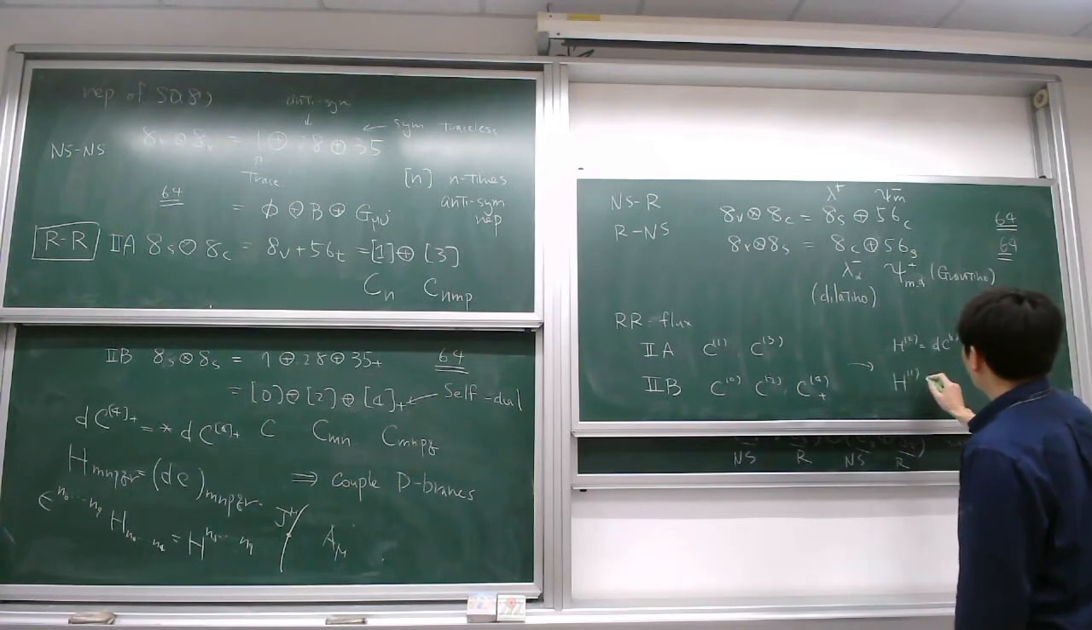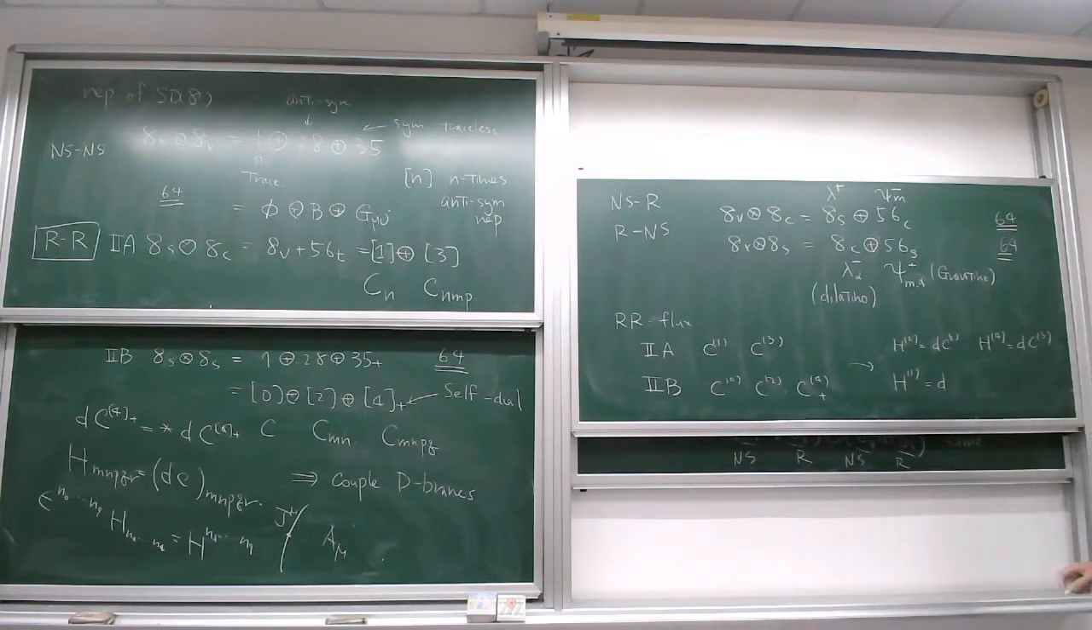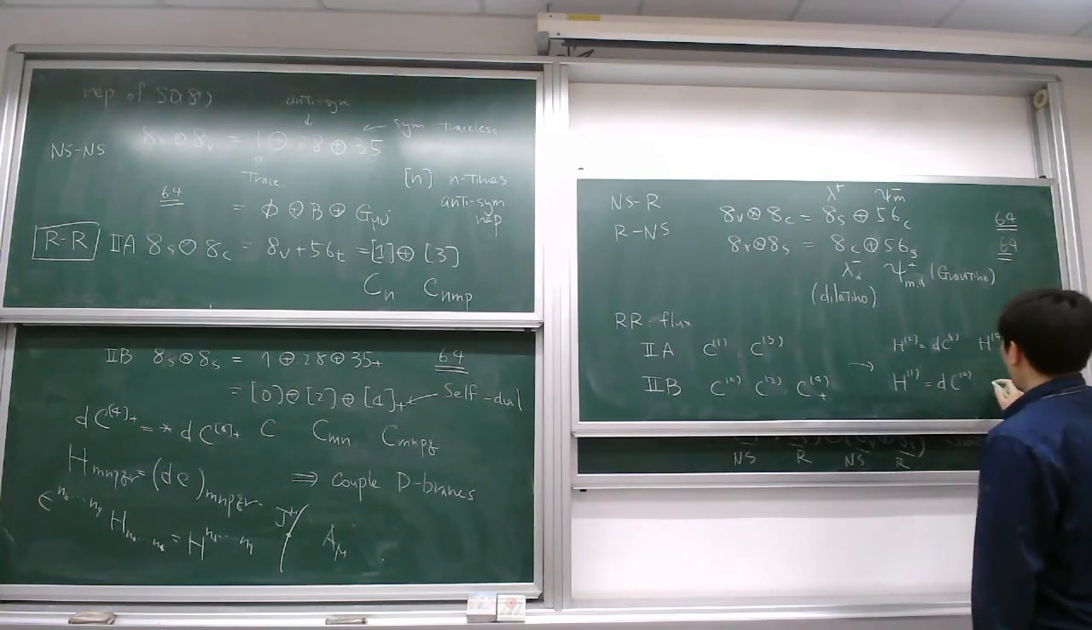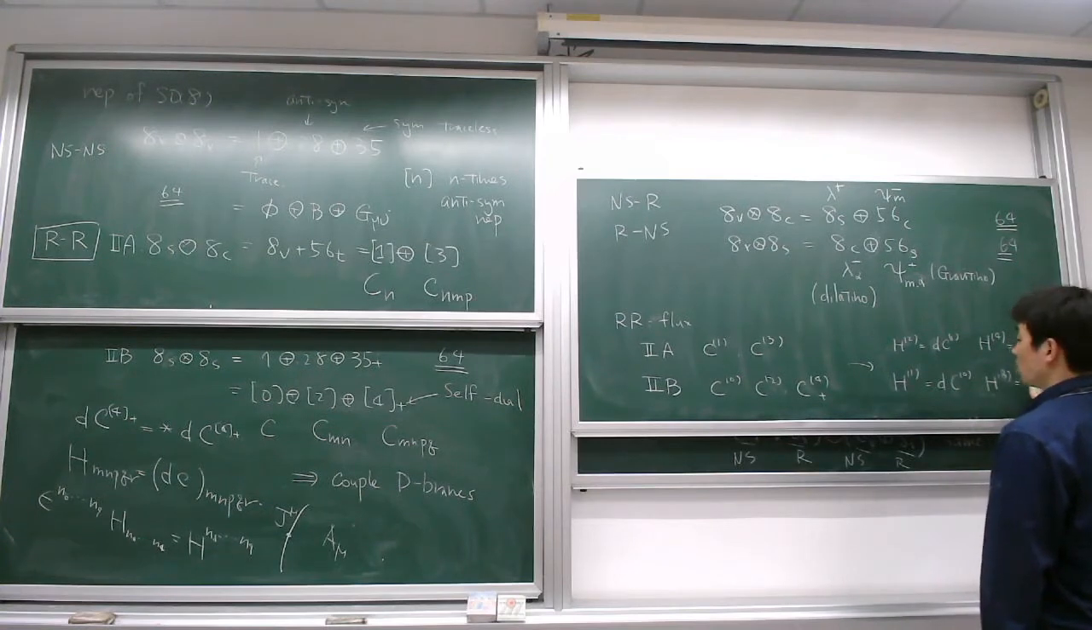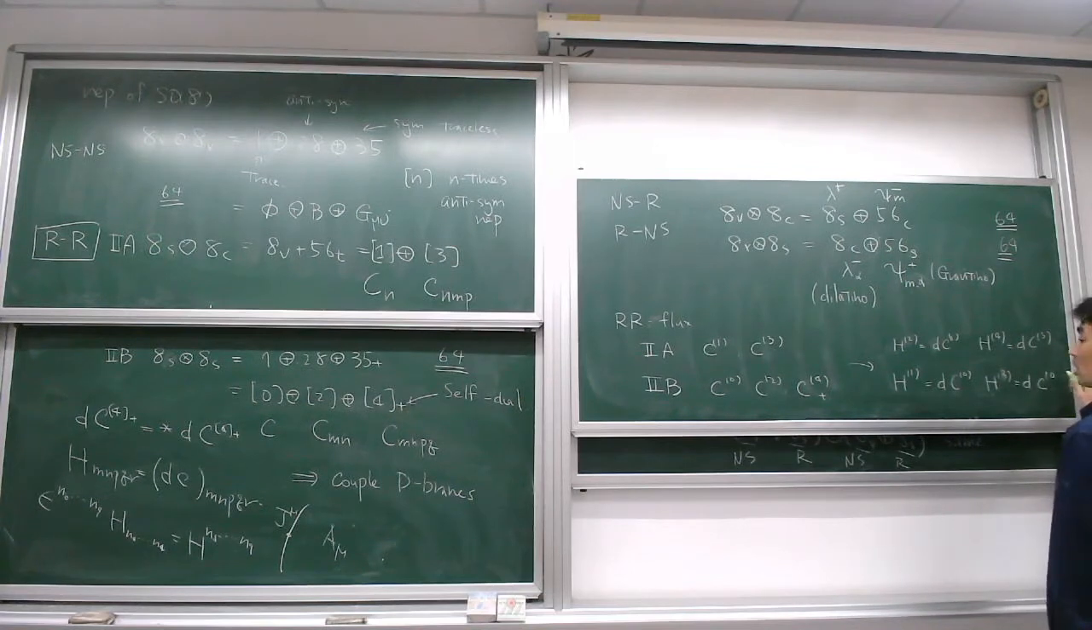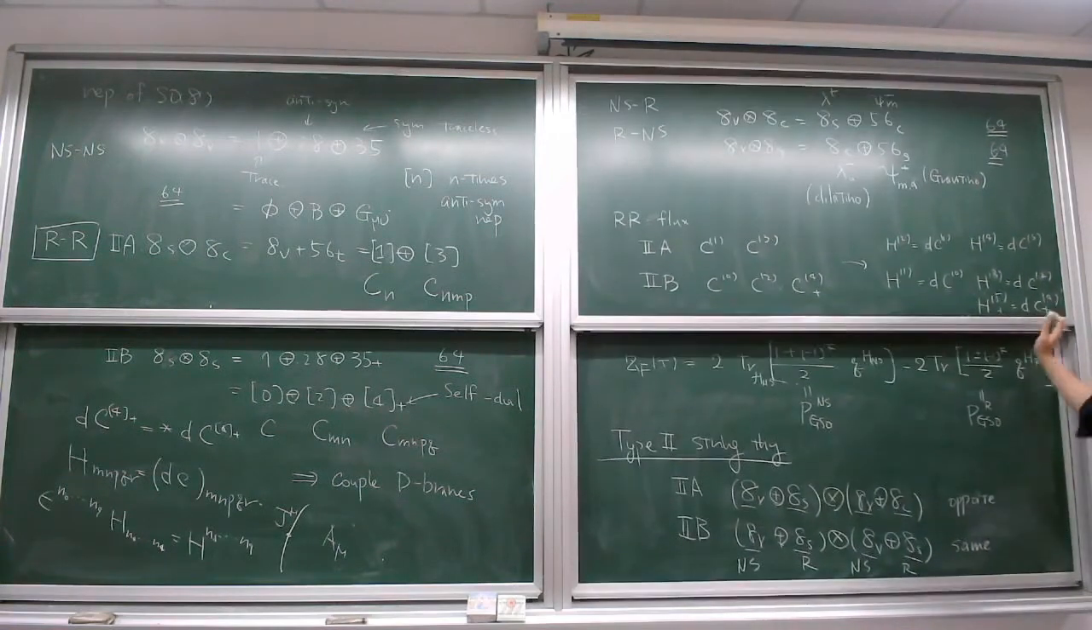H1 is equal to dC0, and H2 is dC1, H3 is equal to dC2, H5 is dC4, and then H5 is also self-dual. Okay, self-dual.